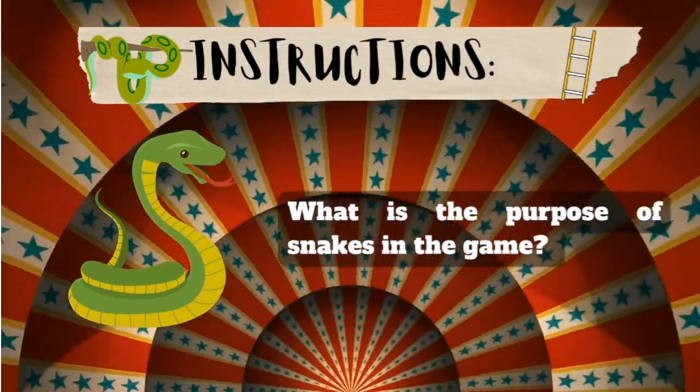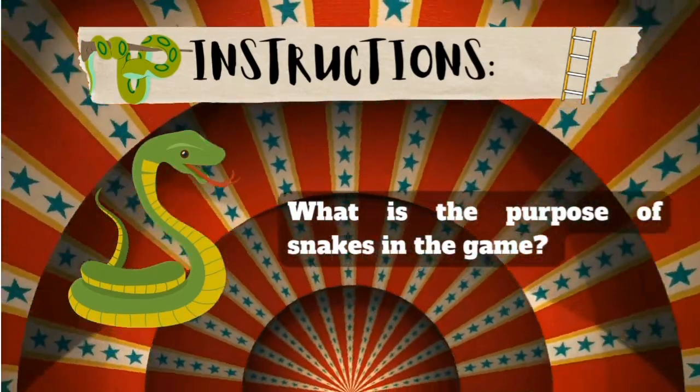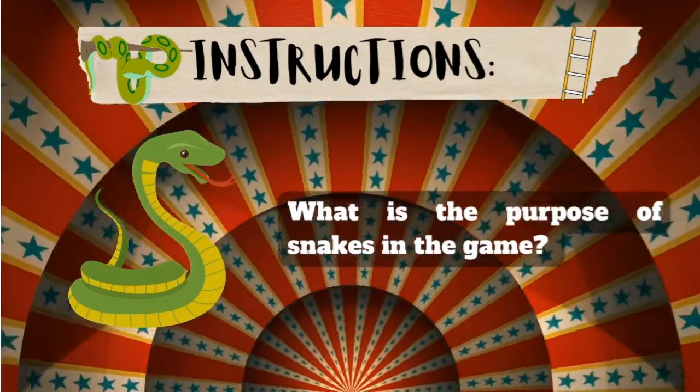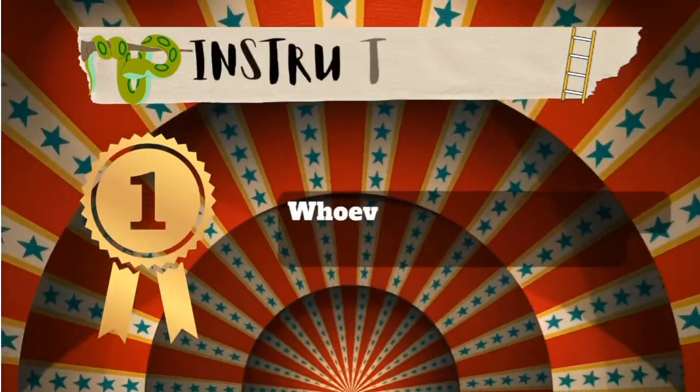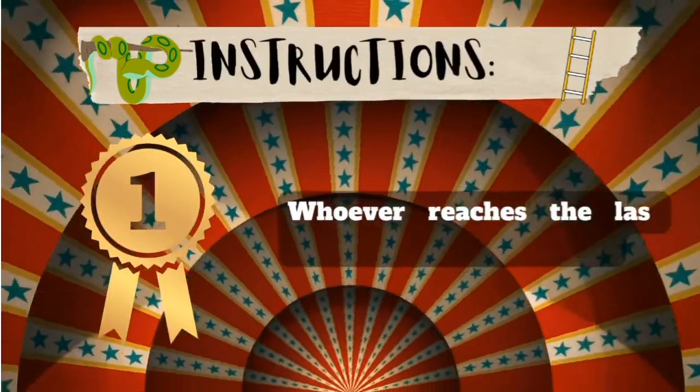If a player rolls a 6, they get another roll after moving their token. To speed up the game, players can use 2 dice. Whoever reaches the last square first is the winner.